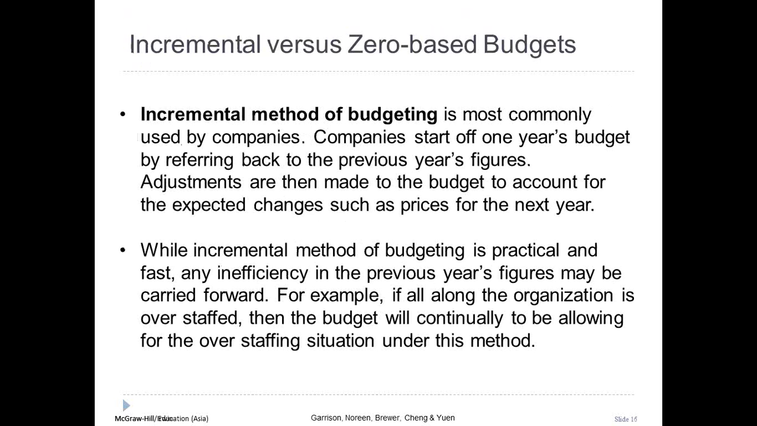Incremental method of budgeting is most commonly used by companies. Companies start off one year's budget by referring back to the previous year's figures. Adjustments are then made to the budget to account for the expected changes, such as prices for the next year. While incremental method of budgeting is practical and fast, any inefficiency in the previous year's figures is simply carried forward. For example, if all along the organization is overstaffed, then the budget will continually be allowing for the overstaffing situation in this approach.